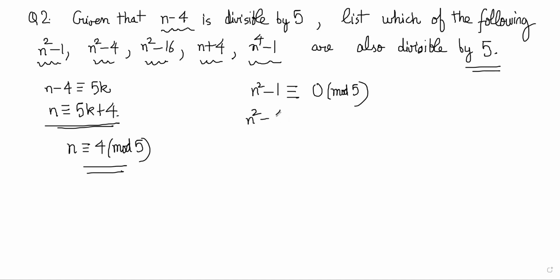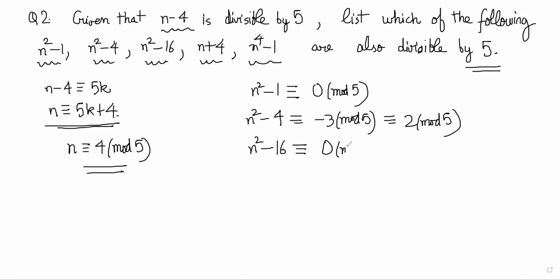Similarly, n square minus 4: if n square minus 1 is 0 mod 5, it will be minus 3 mod 5, which is basically 2 mod 5, right? n square minus 16 would be congruent to minus 15 mod 5, so it is also 0 mod 5. n plus 4: n is 4 mod 5, so n plus 4 will be 8 mod 5 or 3 mod 5.